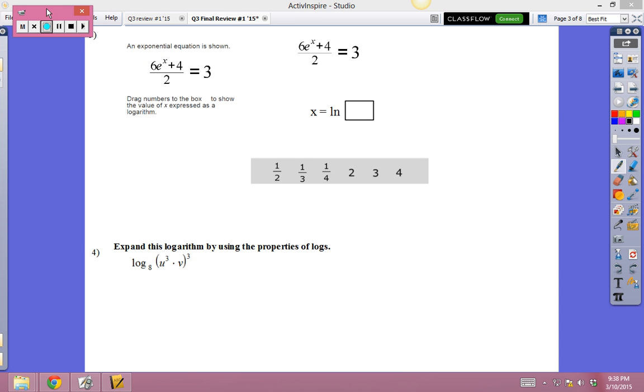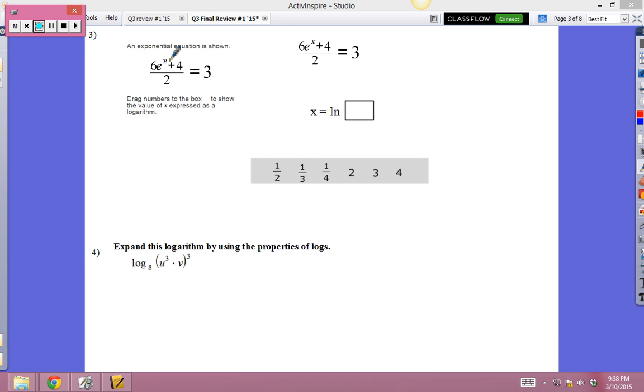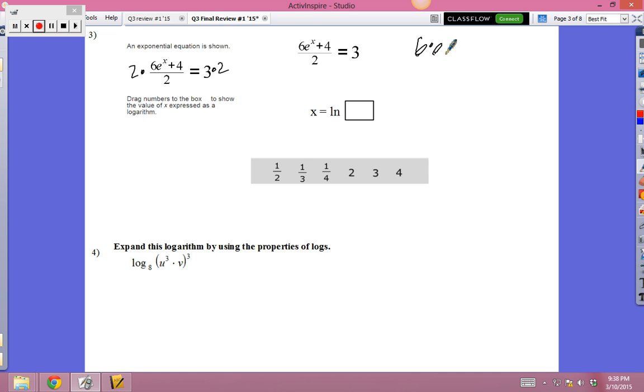Okay, number 3. They want to solve for x. x is in an exponent. So let's undo all this stuff. First undo the divide by 2. So instead of divide by 2, let's times 2 and let's times 2. And now that gives us 6 times e to the x plus 4 equals 6. So let's undo this plus 4 next. Let's minus 4, minus 4. So you've got 6 multiplied by e to the x equals 2.